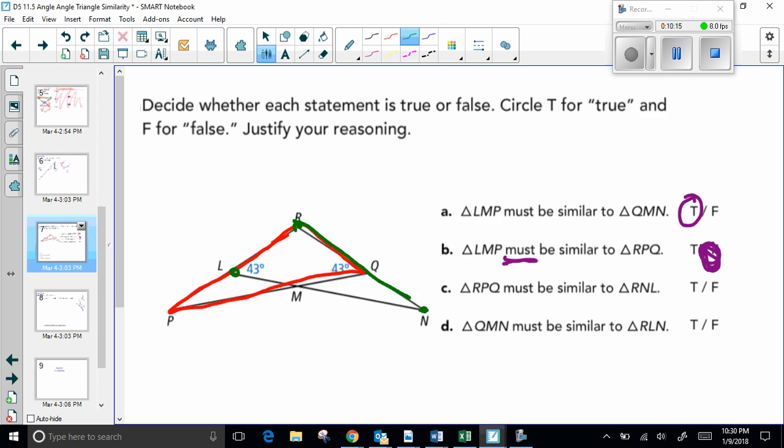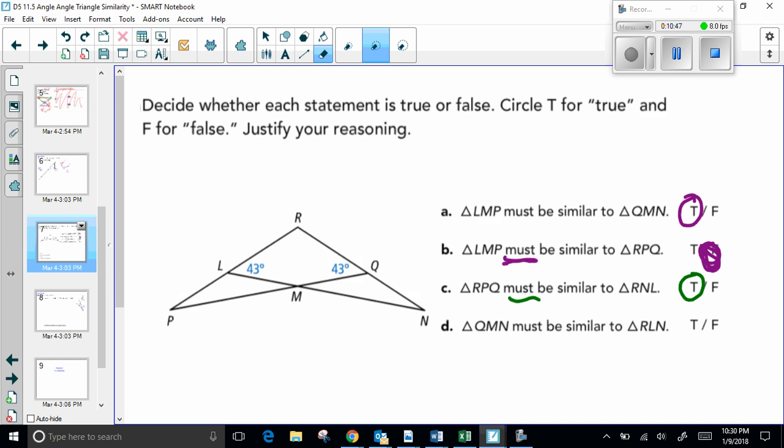RNL. Well, I think this one's going to be easy. They both have this angle in their triangle, so that's one set. They also both have this 43-degree angle, a 43-degree angle for our RPQ and a 43-degree angle for RNL. So therefore, they must be similar because they have two sets of congruent angles. All right, one last one.